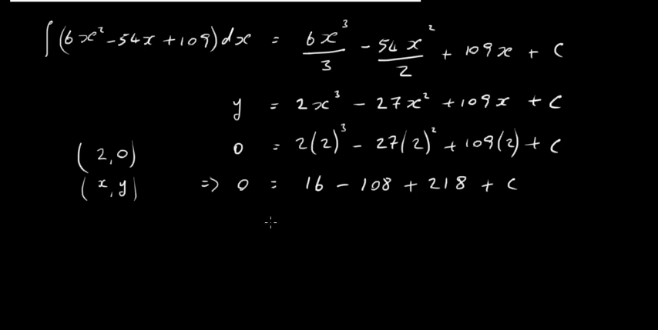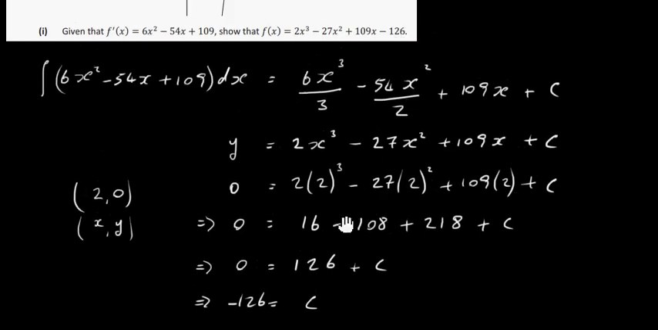Okay, so let's just keep going. We get 0 is equal to, we just got to add all these up. We've got to take 16 minus 108 plus 218, I think that will give us 126, if my mental calculation is correct. So that's 126, and then that will just give us c is equal to minus 126, and that's actually what we were required to get here, minus 126.